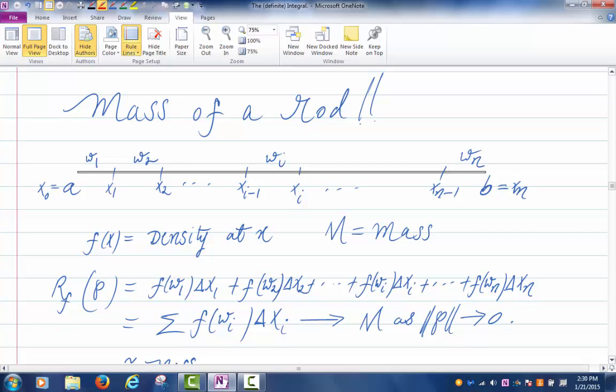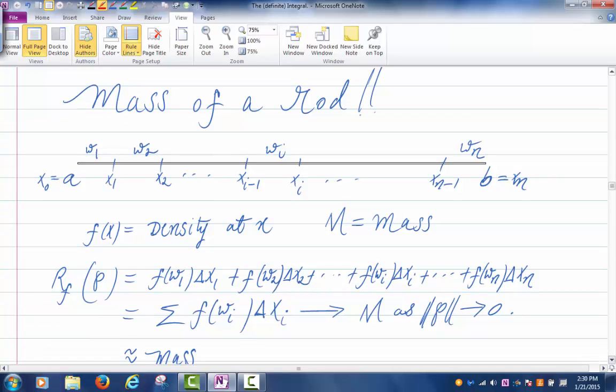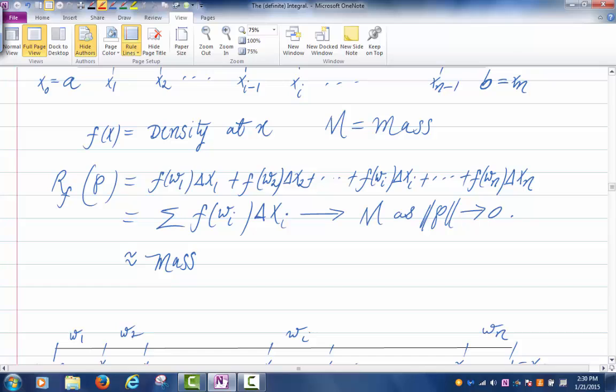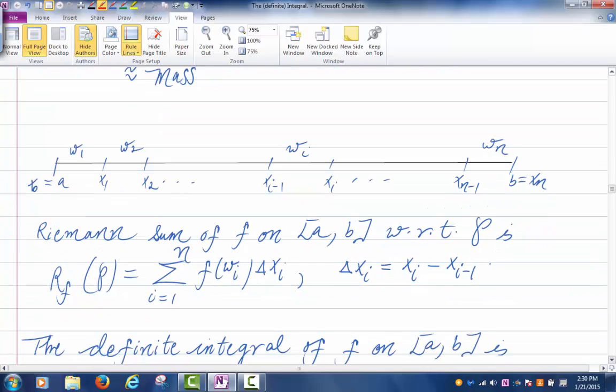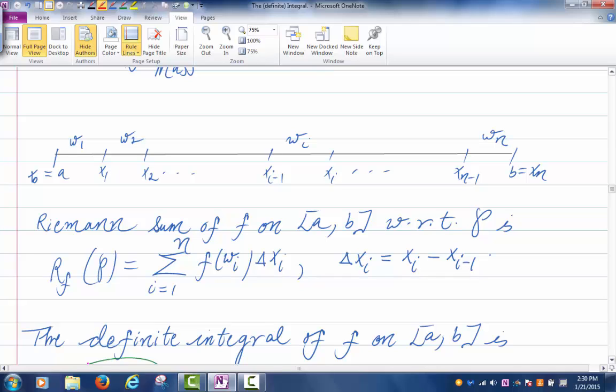So that's the total mass. The total mass is the limit of the Riemann sum as n gets bigger and bigger. Is everybody okay? Again, as n gets bigger and bigger, the pieces are getting smaller and smaller. So as the lengths of the pieces are going to zero, the Riemann sum is going to approach the mass of the rod. So that's another application of the Riemann sum. So what do we see? We see that the limit of the Riemann sum is an important quantity, right?